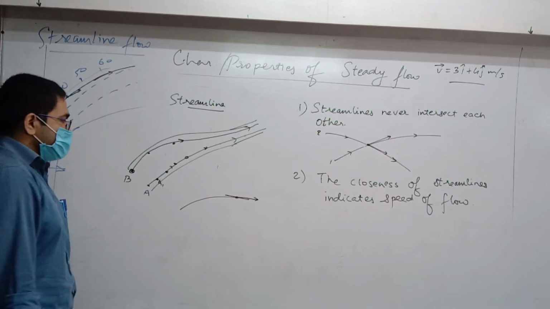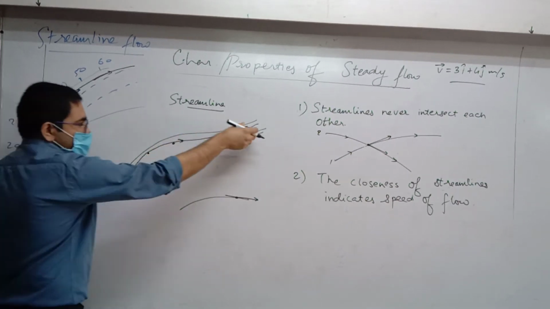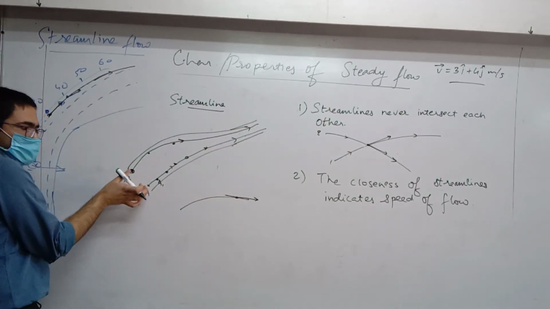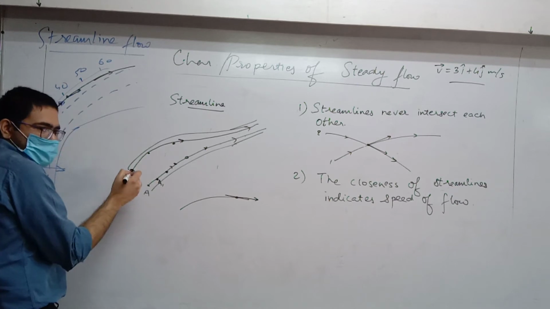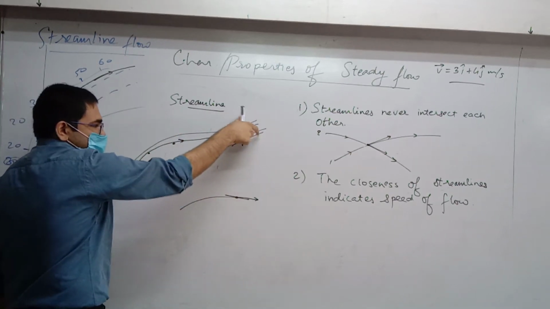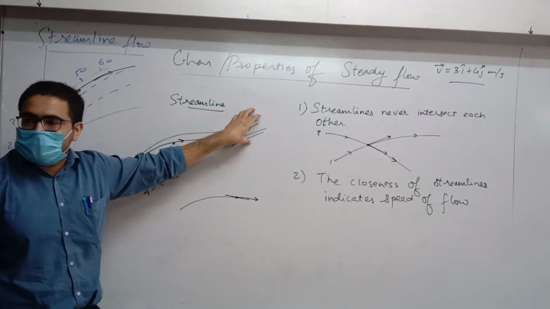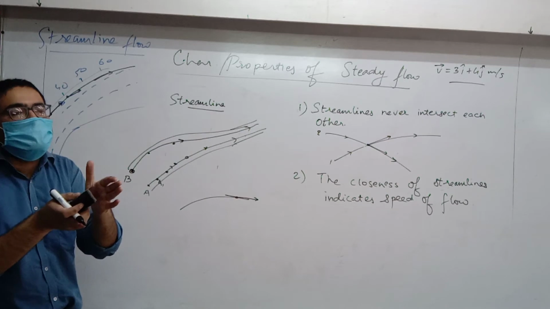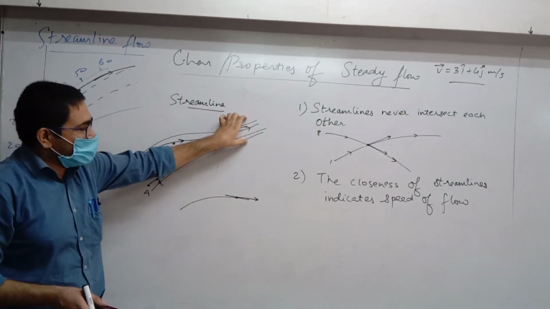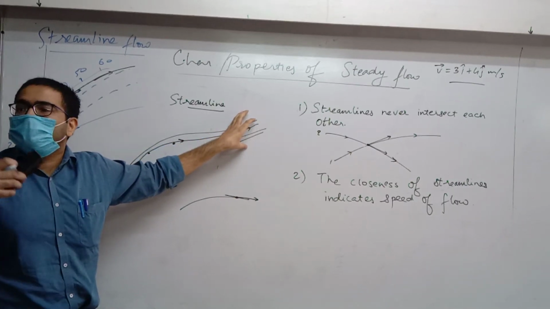What is that? Compare two situations, one over here, another over here. You see these streamlines are far from each other. They're not so close, right? You understand what I'm saying? But the same streamlines when they come here in this narrow section, the distance between them decreases. So that actually indicates that here the flow is fast. Here the speed is more.